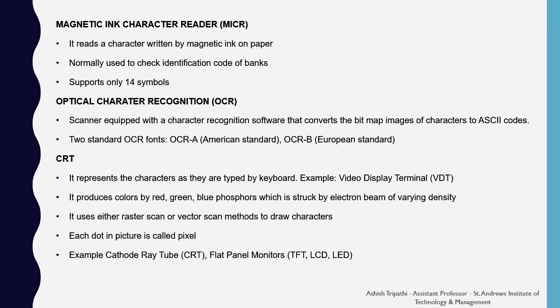It produces colors by red, green, and blue phosphors, which are struck by the electron beam of varying density. It uses either raster scan or vector scan methods to draw the characters. Each dot in the picture is called the pixel. Examples of CRT are cathode ray tube, flat bed and flat panel monitors like TFT, LCD and LED.